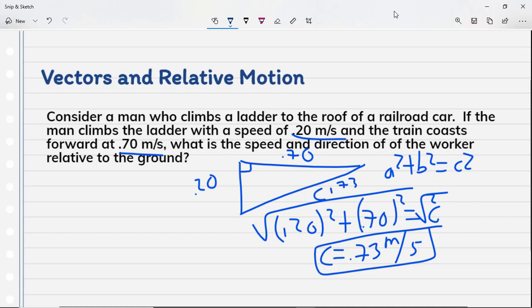Now it wants to know the angle, in particular this angle here, and the direction the worker is moving relative to the ground. So in order to get the proper angle here, we may want to look at this a little bit differently, just to help us out. We're going 0.7 meters this direction, 0.2 this way, and then 0.73 here. And it wants to know this angle. So understand, we want the direction of the worker relative to the ground. That's why we're rewriting the triangle in a little bit different way. Now you can use a variety. You can use the inverse sine, cosine, and tangent. I'm just going to use the inverse tangent.